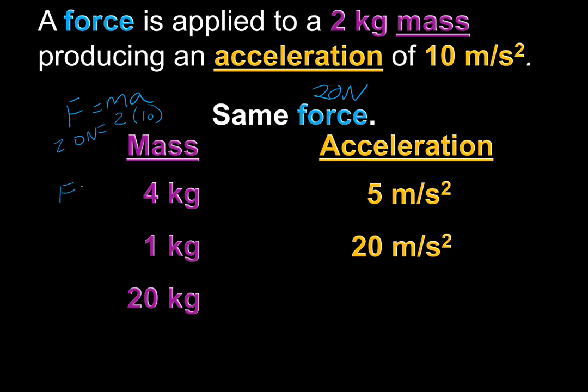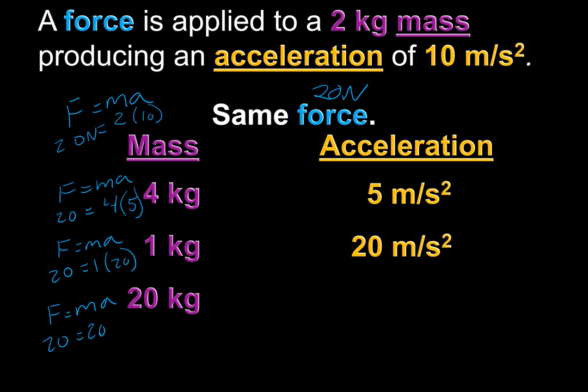So again, for force equals mass times acceleration, our force is 20 newtons, our mass is 4, so our acceleration has to be 5 to make that work. Using the equation again, same force is 20, our mass is 1, so therefore our acceleration has to be 20. Now force equals mass times acceleration: if our force is 20 and our mass is 20, that means our acceleration would have to be 1 to keep things balanced.